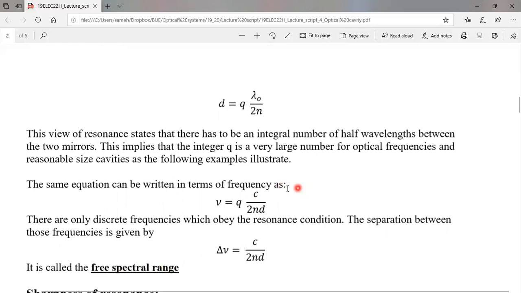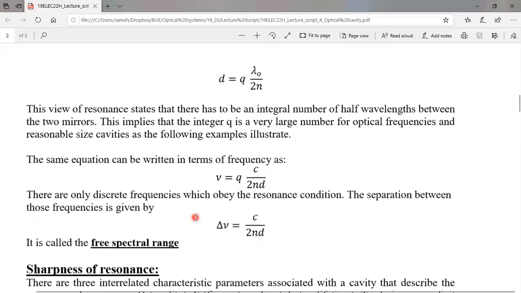For example, the first one is equal to c over 2nd when q is equal to 1. When q is equal to 2, then the second frequency will be 2c over 2nd. If I subtract the first frequency from the second frequency, this is the gap between the two successive frequencies, which is the free spectral range. And we call this free spectral range delta mu. So delta mu, the free spectral range, is equal to c over 2nd. Let's now go on.